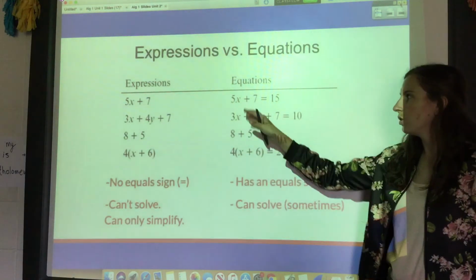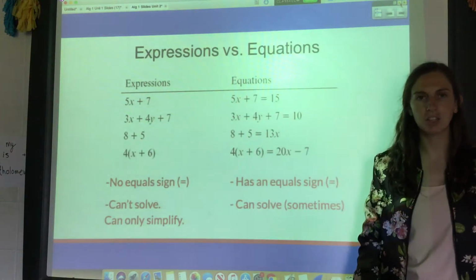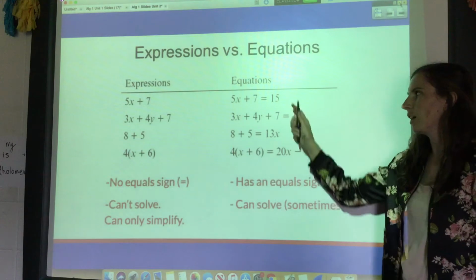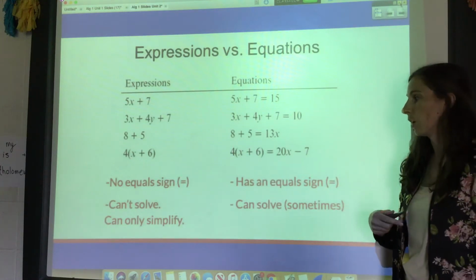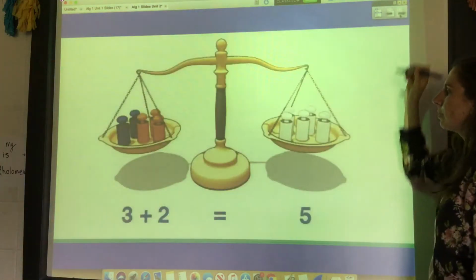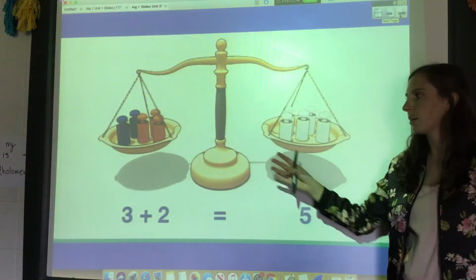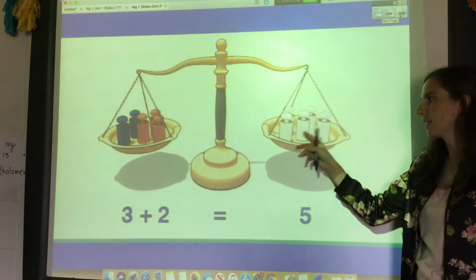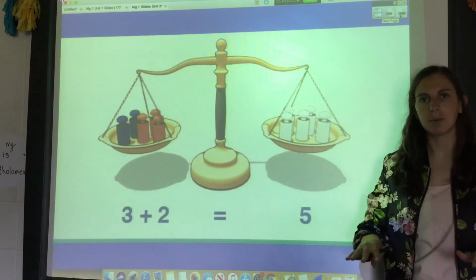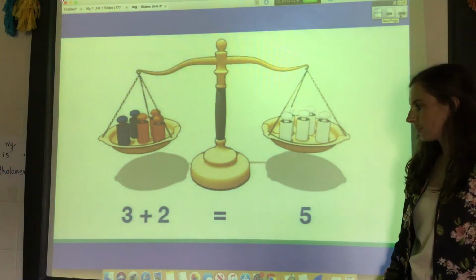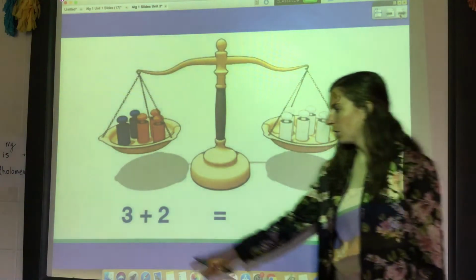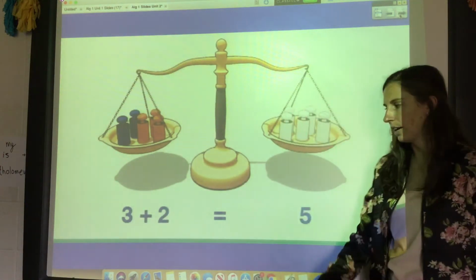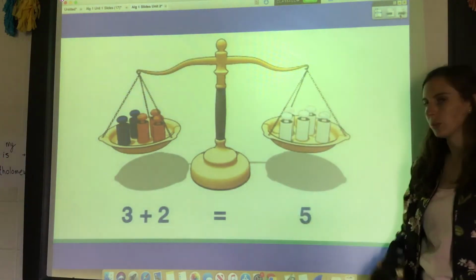As long as you do the same thing to both sides of an equation, it stays balanced, and so equations are actually, I think, easier to work with. Just keep in mind, equations work like a balance. If you do something to one side, you have to do that exact same thing to the other side to keep it balanced. For example, we all know that 3 plus 2 is 5, and 5 equals 5.